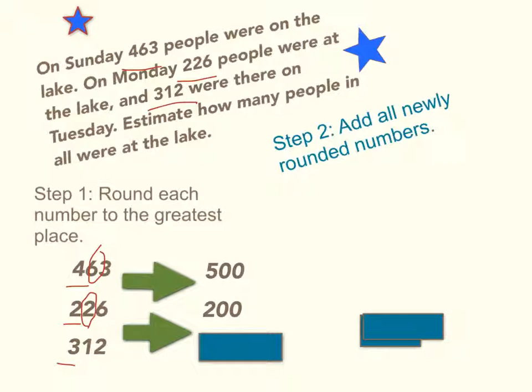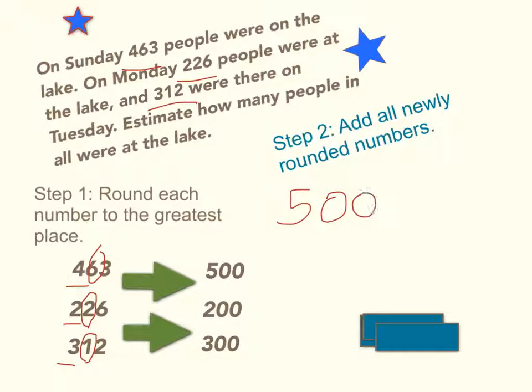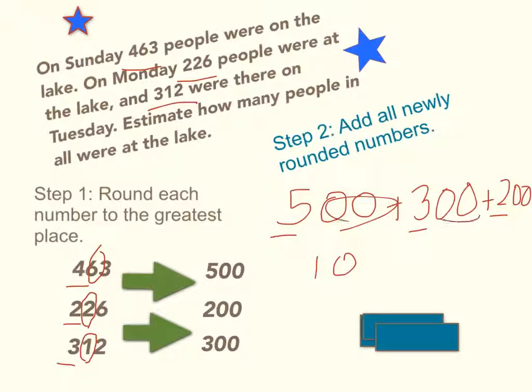Last but not least, we look at the 312, and we're going to look at the 1 in the 10s place. Once again, less than 5, so we know we have to round down. So 312 rounded down rounds to 300. Now, the second step is to add all those newly rounded numbers. So we add 500 plus 300 plus 200. So we add 5 plus 3 plus 2. We get 10. And then we add 2 zeros.